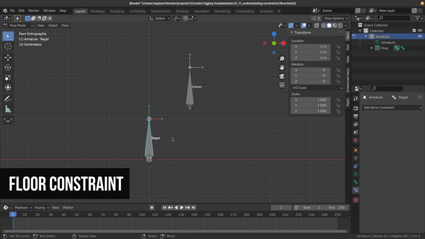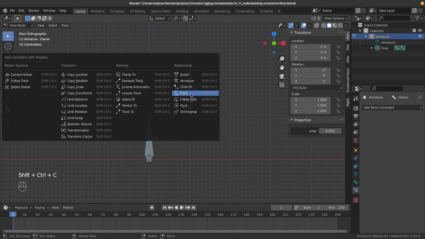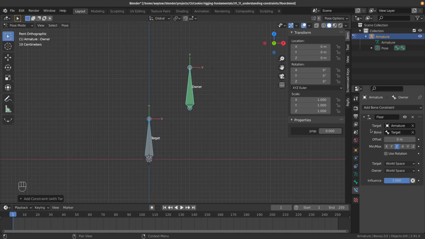Let's take a quick look at the floor constraint. So I'm going to select my target, shift select my owner, Control Shift C, and then choose floor. Now we have the default settings here, which is using world space in both the target and the owner, and the minimum and the maximum is set to Z. And what does this mean?